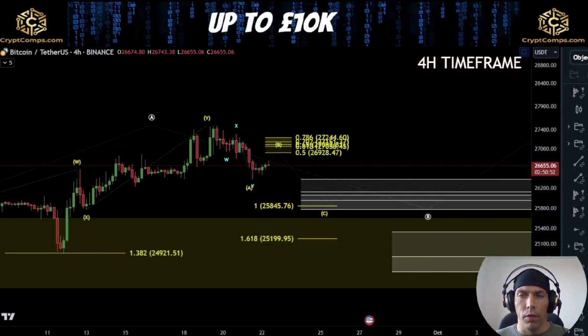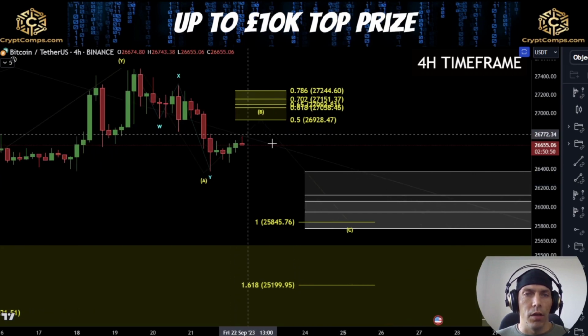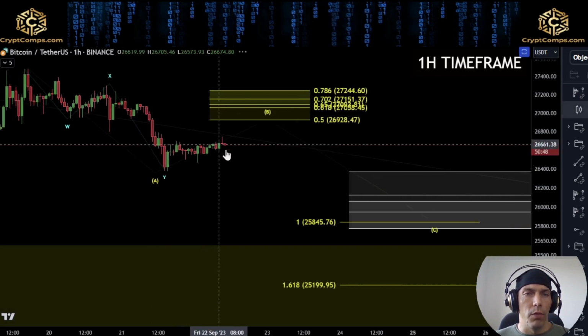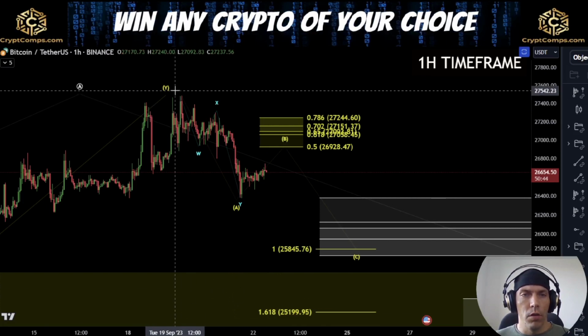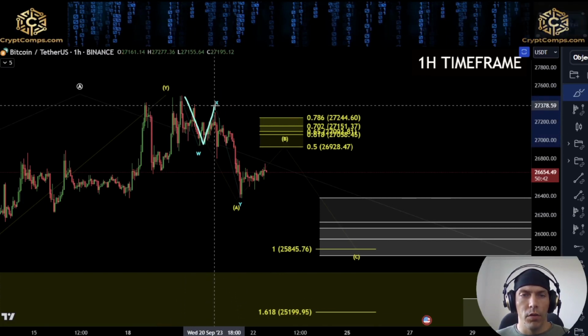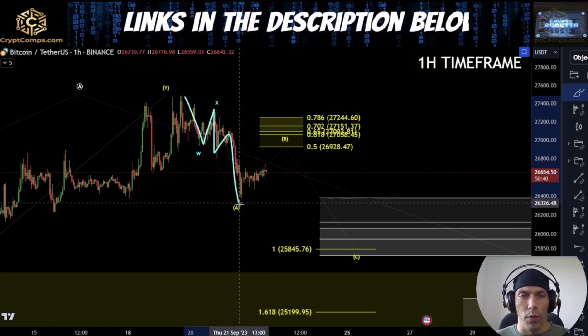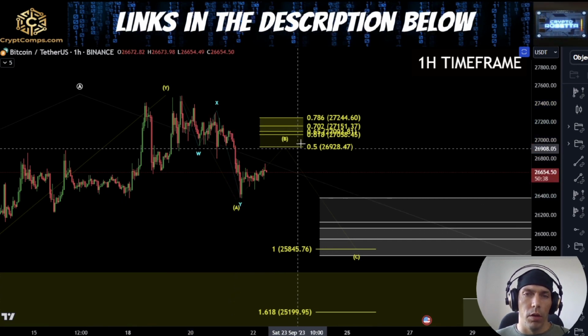Now, if we are looking at this idea, what we'd then be saying is that instead of looking at this move as a 5-wave structure, we'd be looking at this move as a 3-wave structure down, where this is our W wave, this is our X, A, triangle for B, C, and then now we're looking for this B wave.